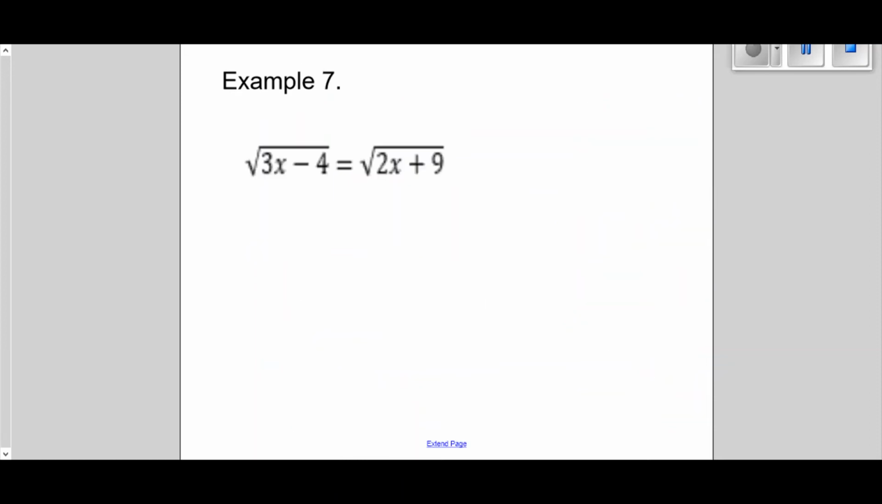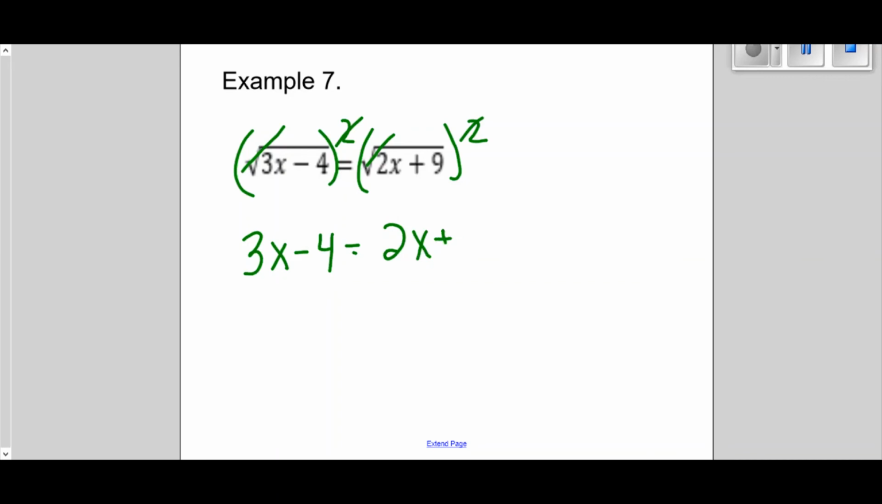Example 7 will be done the same way. So we have the square root of 3x minus 4 equals the square root of 2x plus 9. Start off by squaring both sides to get rid of the square roots. And so all those cancel off. So now I get 3x minus 4 equals 2x plus 9. And then I'll just leave you to go ahead and solve that for x. Make sure at the end you check your answer. And just so you know that you did it right, this should work. This should be true.